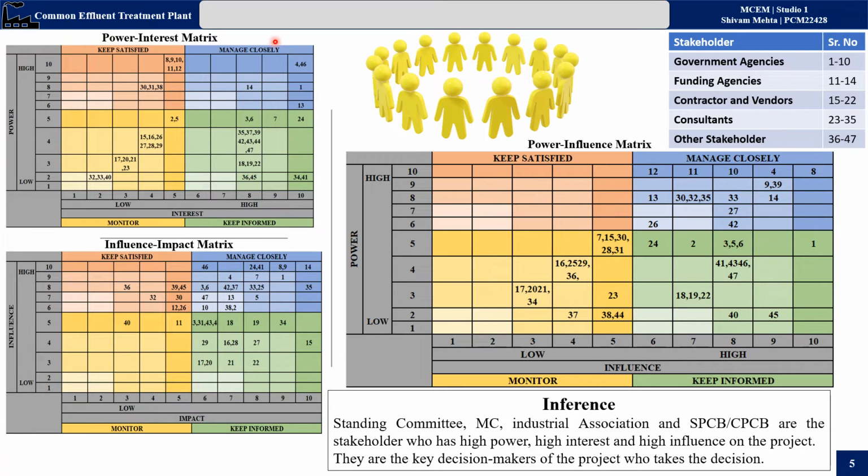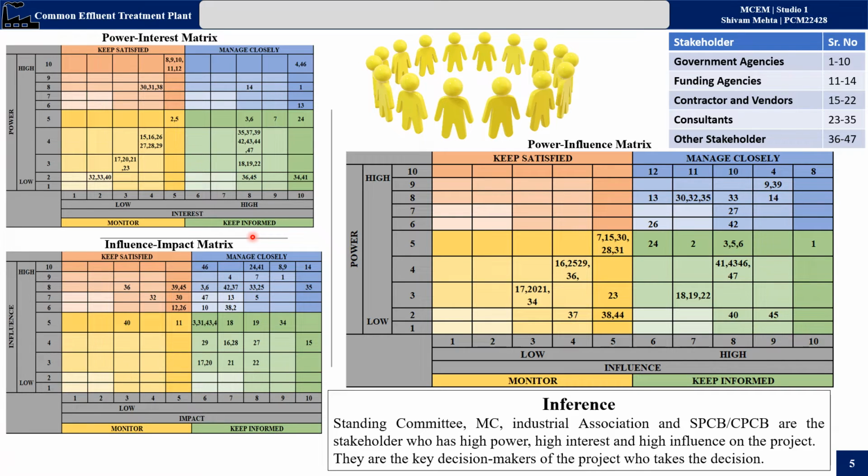Now, the power and interest matrix deals with which stakeholders should be managed very closely, those who have high power and high interest related to the project. Similarly, the power influence matrix says which stakeholders should be managed closely, those who have high power as well as influence for the project. Same in the third one, the influence impact matrix, which says which stakeholders should be managed closely, those who have high influence and high impact.